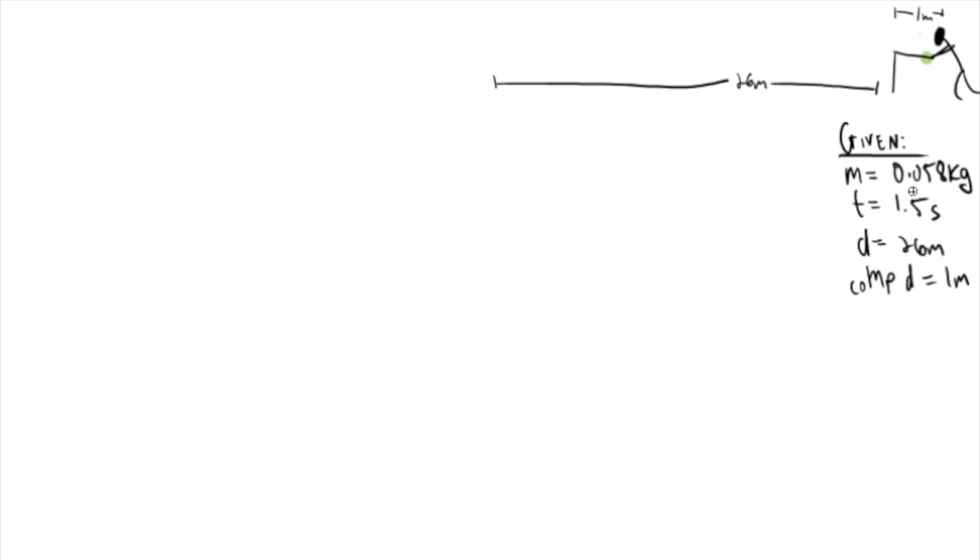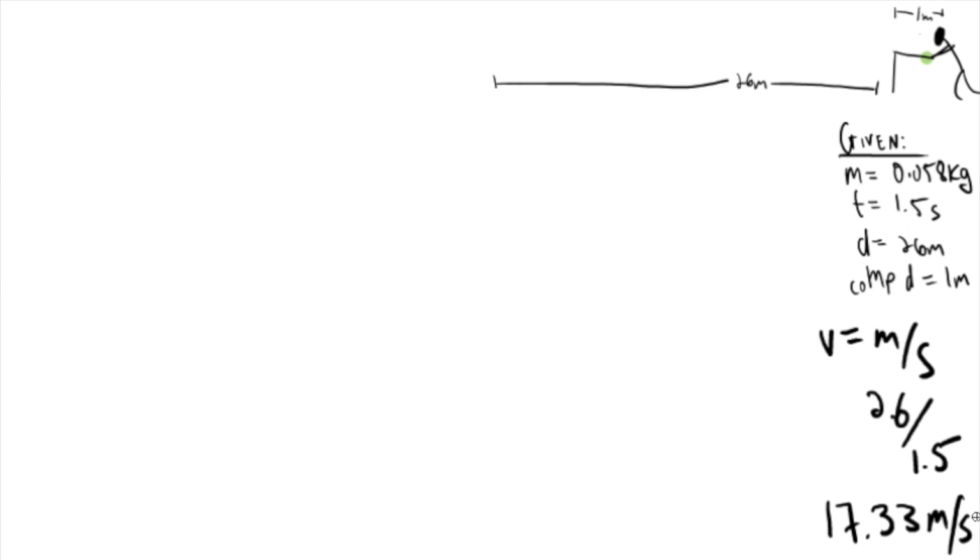Okay, so since we have both the time and the distance in our given information, we can use that to find what the velocity of the tennis ball is. We know that the velocity is going to equal the amount of meters it travels over the amount of seconds it takes. So it traveled 26 meters over an interval of 1.5 seconds. We're just going to divide those numbers, and what we end up getting is that the velocity equals 17.33 meters per second. That'll come in handy later because we need to find the spring constant.